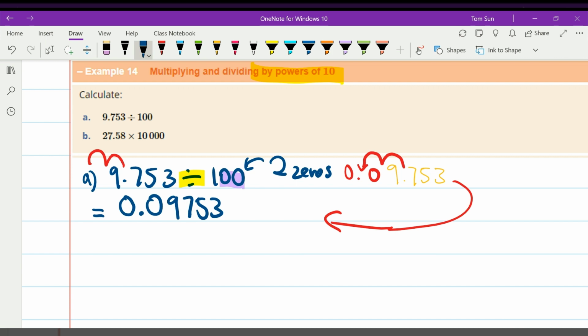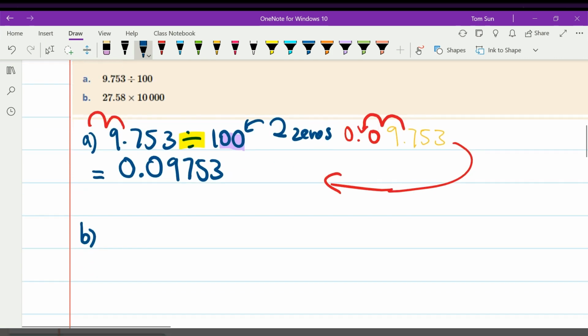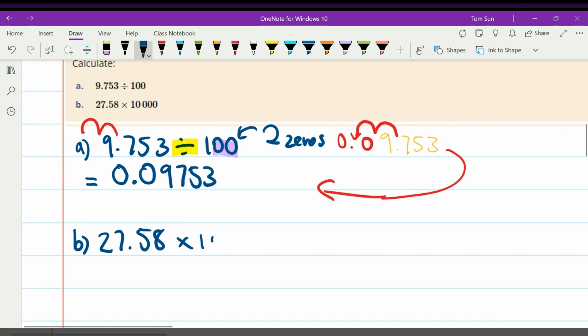Let's try multiplication here. I have 27.58 times 10,000. Okay, I'm counting the number of zeros. There are 4 zeros here, so 4 zeros. Just writing that down so that you can see that.